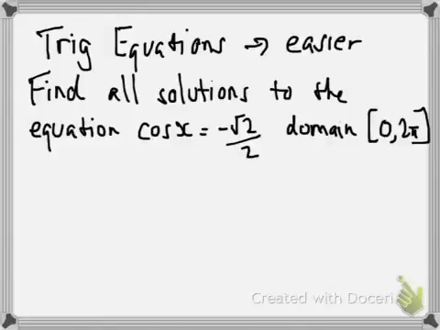Okay, so what are trig equations? Well, we know what an equation is. We've got to solve for x or theta, whatever the case may be, and they involve trig. So they're like equations we've always done, but they involve sine, cos and tan. So we'll start with this one. Cosine x equals negative root 2 on 2.